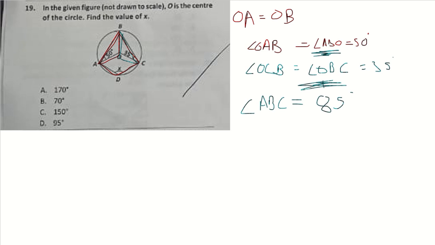And there is one important property of cyclic quadrilaterals, that the opposite angles sum to 180. So A plus C is 180 and B plus D is 180. And we know B, which in this case is ABC, is 85 degrees. And so angle D, which is equal to X, which is what you have to find, is equal to 180 minus 85, which is option D, 95.